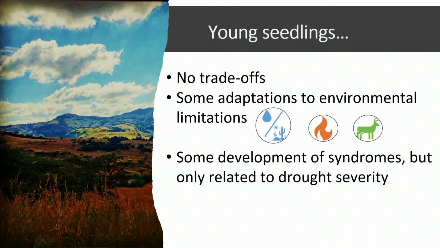So what we can conclude from this is that there don't seem to be, at this very young age, trade-offs in traits yet. And the species seem to be adapted to arid environments when they grow in arid environments. But there don't seem to be many or any major adaptations to either of the disturbance factors that we looked at. And what we think is happening here is that in arid environments, the seedlings that grow there are always exposed to drier conditions. And so if they don't have those adaptations, they just won't make it.